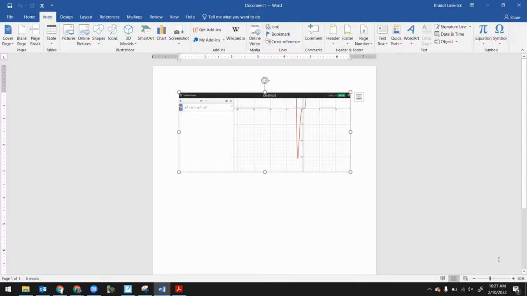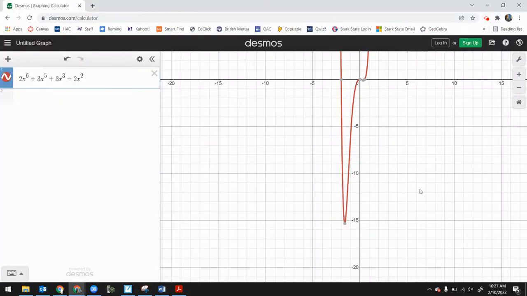Now, these aren't even good screenshots anyway, because I need to reveal all of the important pieces here. Okay, all of my maximum and minimum values. And I can use these to tell me when it's going to be increasing and decreasing. Like I can tell right now based off these values that the intervals of increase and decrease are, well, it's decreasing from negative infinity to negative 1.616, increasing from negative 1.616 to 0, decreasing from 0 to 0.352, and increasing from 0.352 to infinity.